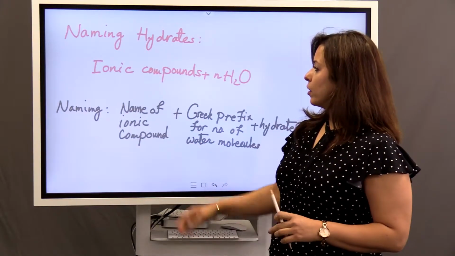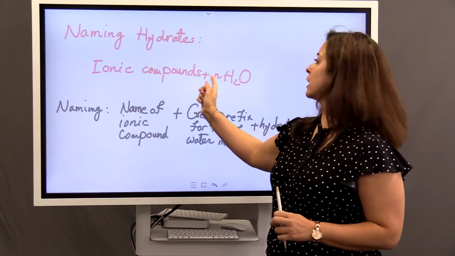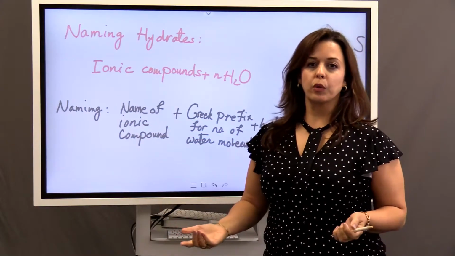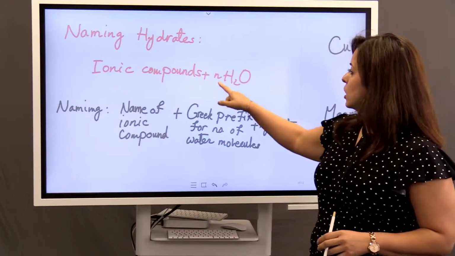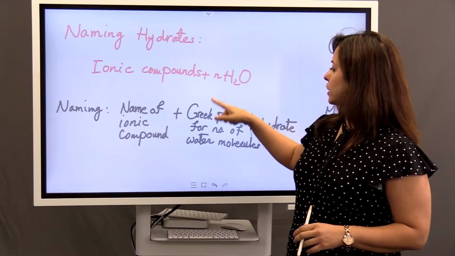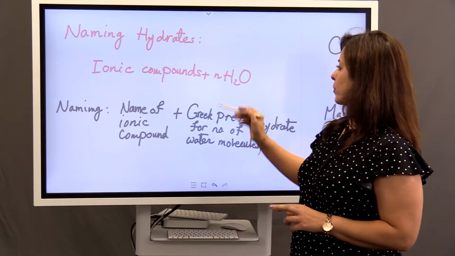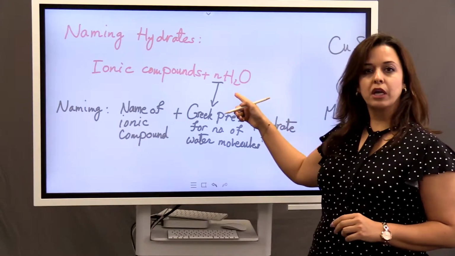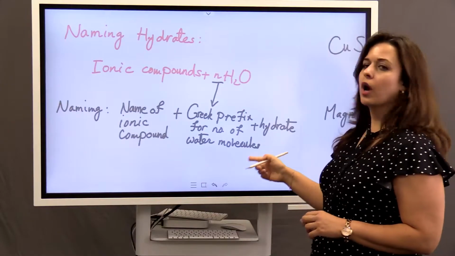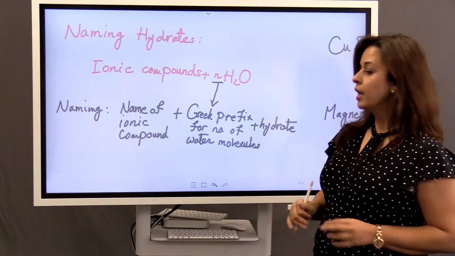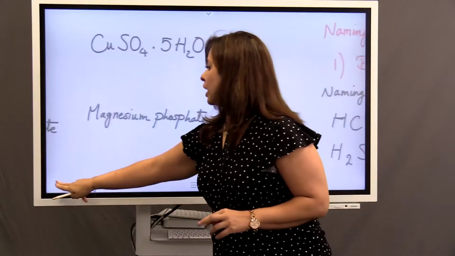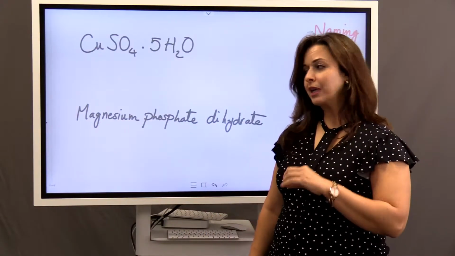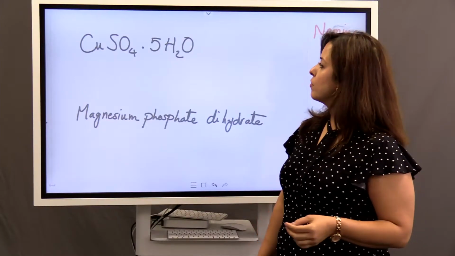How to name them: because it's an ionic compound attached to water molecules, you need to name it as an ionic compound the way you learned it, and then instead of N, you need to use a Greek prefix for the number of water molecules. And instead of H2O, you will bring the word hydrate. Hydrate means water, right? Okay, so I have two examples for you. One from formula to naming, the second one from naming to the formula.